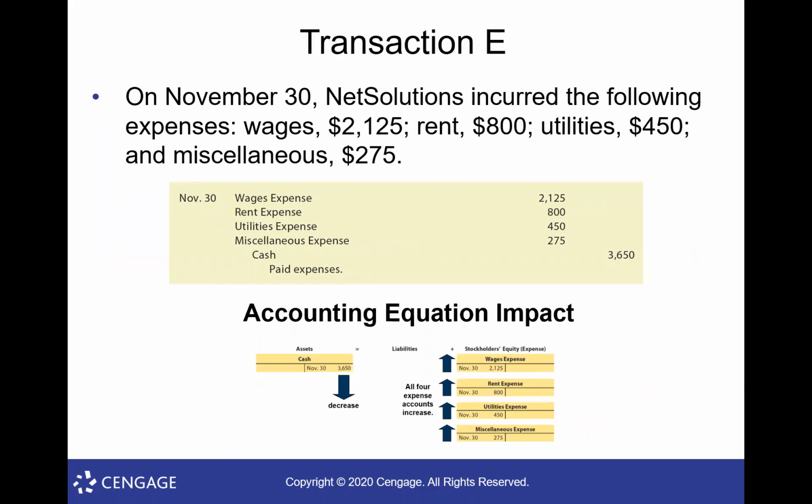Okay, on October 30th, they incur the following expenses: wages of $2,125, rent $800, utilities of $450, miscellaneous of $275. So all expenses are always increased with a debit. So I'm going to list all my expenses. So here you can see we have a bunch of entries: wage expense, rent expense, utility expense, miscellaneous expense, and then since we're paying it in cash, and cash is an asset, it'll be going down, we'll credit cash.